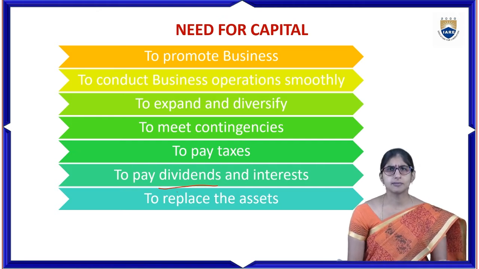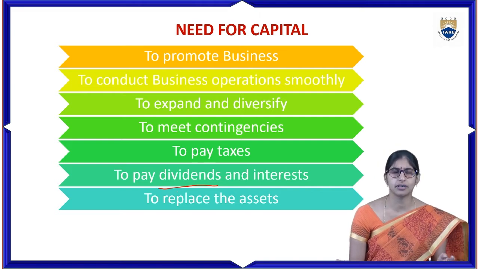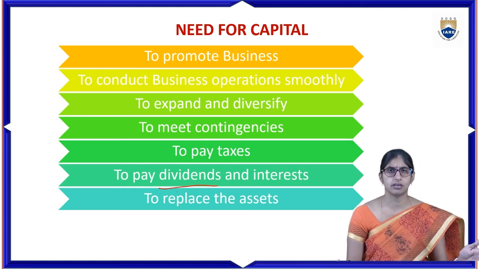And sometimes, after we use assets like machinery or buildings or vans or vehicles in the name of the business, all these become obsolete after 5 years of usage or after 10 years of usage.